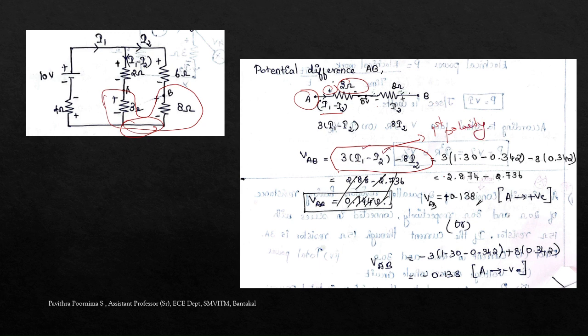When you simplify by substituting I1 and I2, we'll get the potential difference, meaning the voltage between A and B. Or if you consider the second polarity, the equation comes as minus 3 into (I1 minus I2). The second polarity across the 8 ohm is plus 8 into 0.342. The answer comes as minus 0.138.